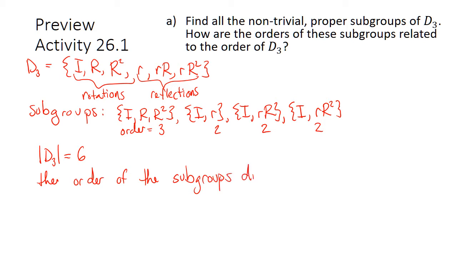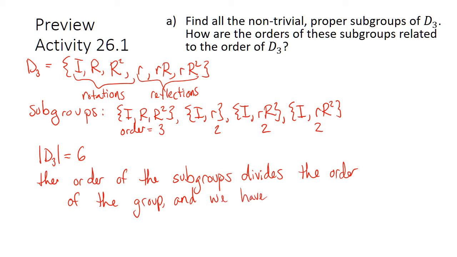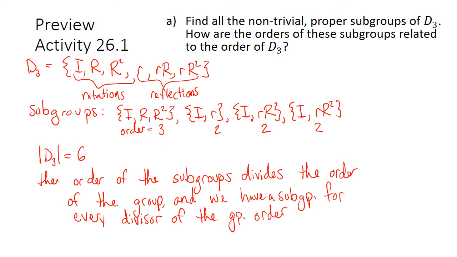So the order of the subgroups here does actually divide the order of the group. And we do have a subgroup for every divisor. And that was also what we saw with cyclic groups, that there was a subgroup for every divisor of the group order. So now let's look at part B.